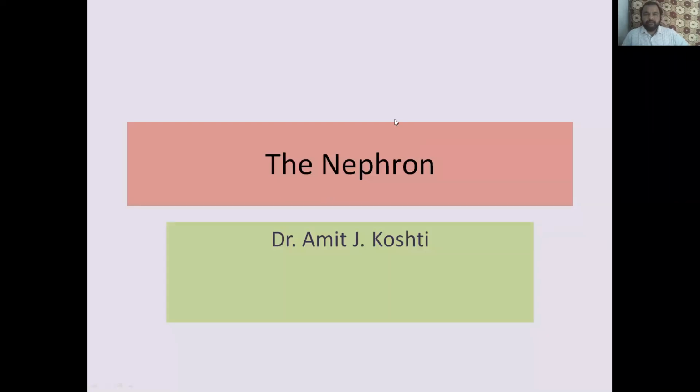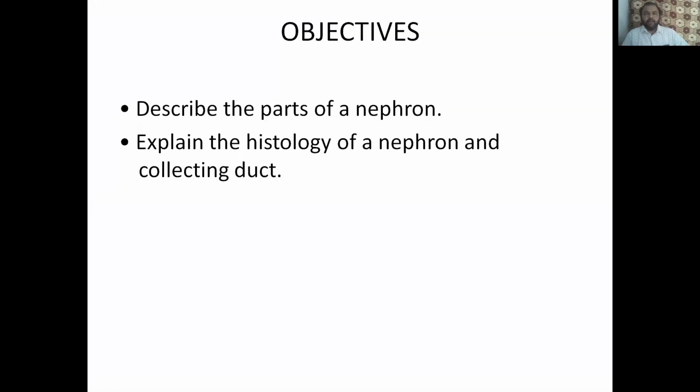So let's start. First of all, you see the diagram. What are the objectives of today's lecture? Describe the parts of a nephron and explain the histology of a nephron and collecting duct. After studying this topic, you must be able to answer these questions: which are the parts of the nephron, and explain the histology of a nephron and collecting duct.